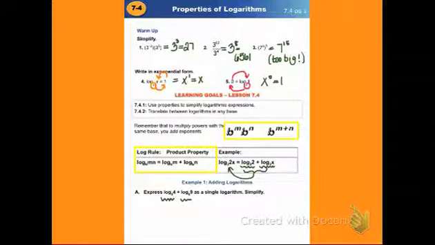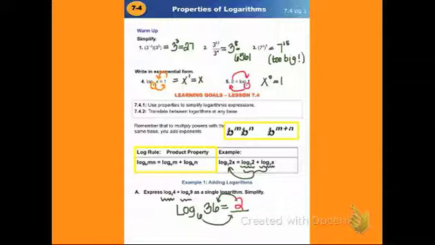But when I use this log rule to combine these, this is what it would look like. So the log base 6 of 4 plus the log base 6 of 9 could be written as a single logarithm, log base 6, of the product of 4 and 9, which is 36. And now if I wanted to evaluate the log base 6 of 36, what I'm actually asking is, what power would I have to raise 6 to get 36? And hopefully that's clear that that would have to be 2, because 6 squared is 36.